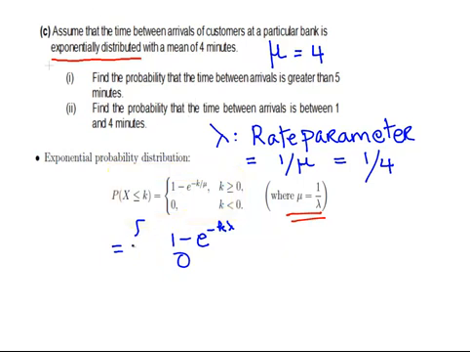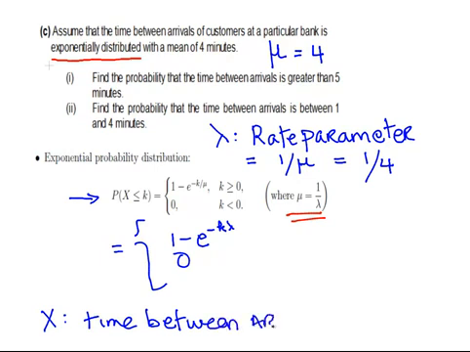Okay, so that's important. So find the probability that time between arrivals is greater than 5 minutes. Well, let's just look at this here again. We're told the probability of x less than or equal to k. X is the time between arrivals, capital X, time between arrivals. That's what it means. And what is the probability of x greater than or equal to 5? That's what we're asked here in this question.